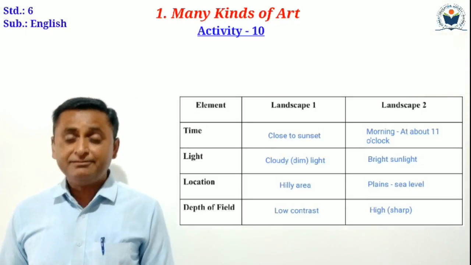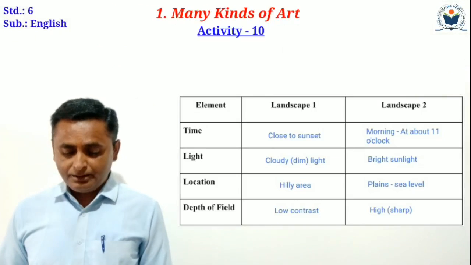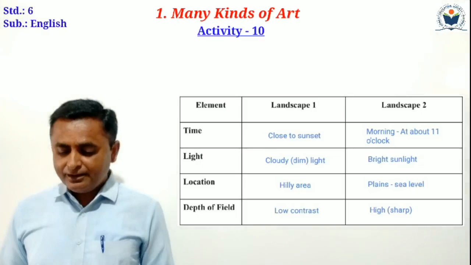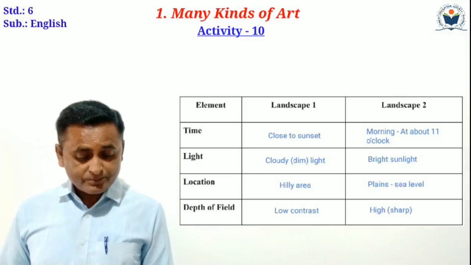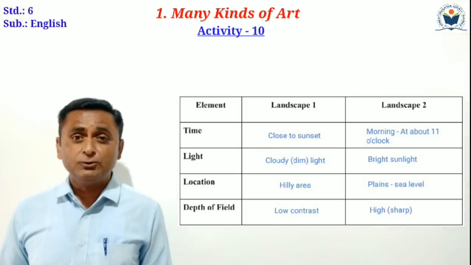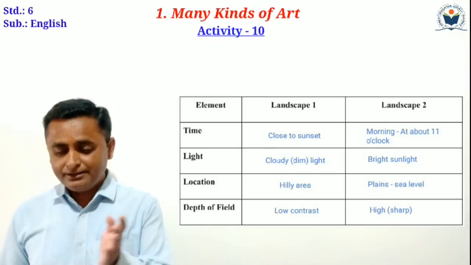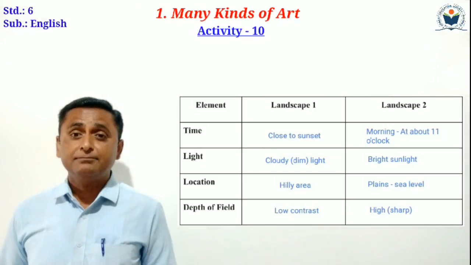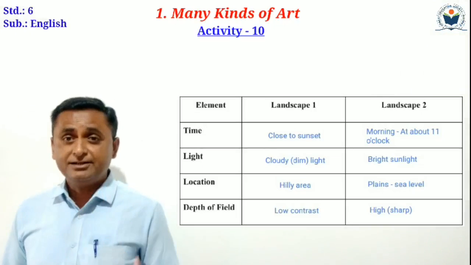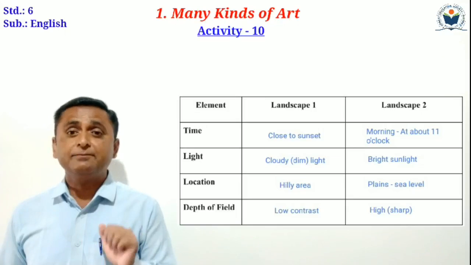Second element is given here, light. About light. In landscape 1, cloudy, dim light is there. See, in landscape 1, cloudy atmosphere is there, so light is very dim. In opposite to landscape 2, bright sunlight is there. Bright atmosphere is there and sunlight is powerful in landscape 2.